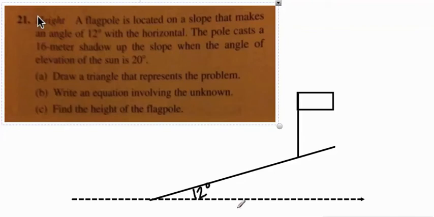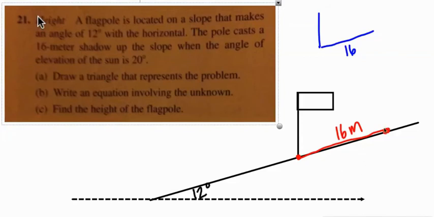The pole casts a 16-meter shadow up the slope. So I'm going to extend this slope and the shadow is 16 meters. So I've got something like that going on. It's not quite straight. That might be a little bit better. That's 16 meters.